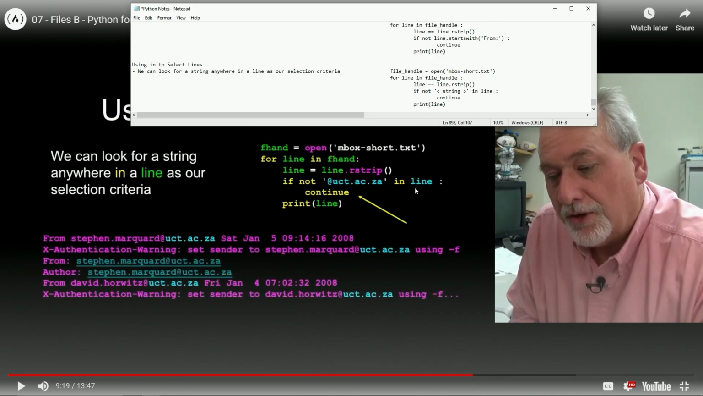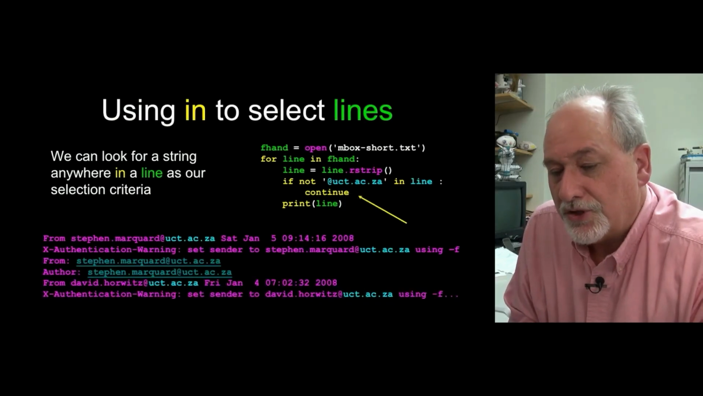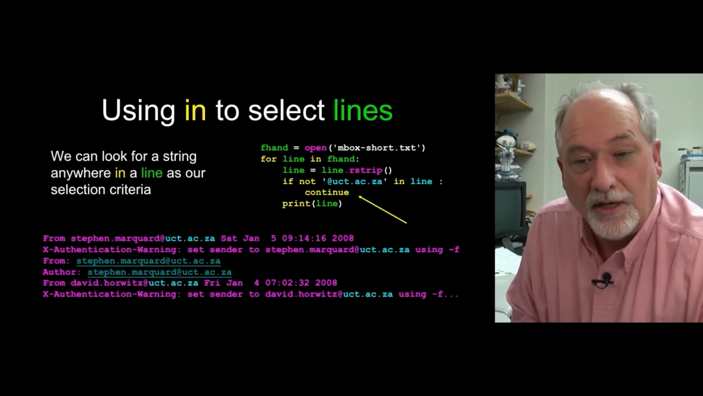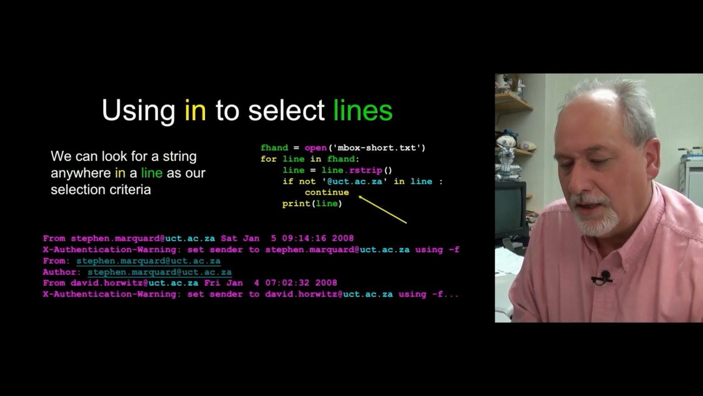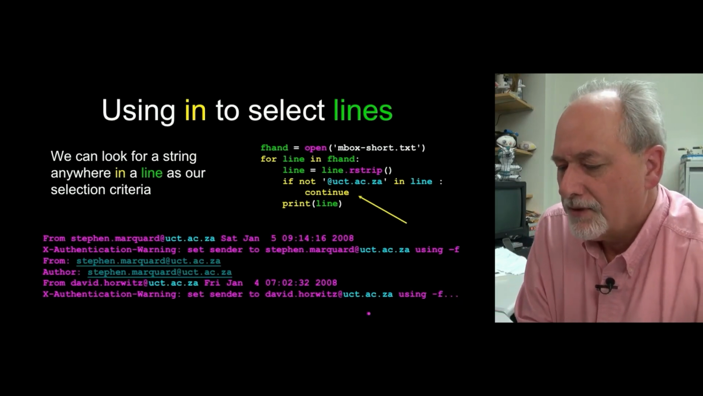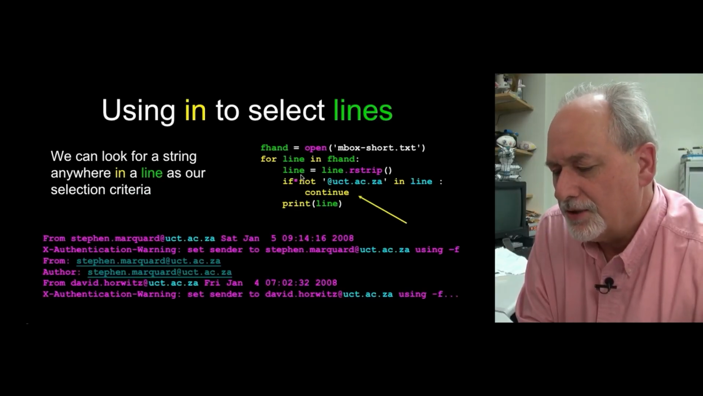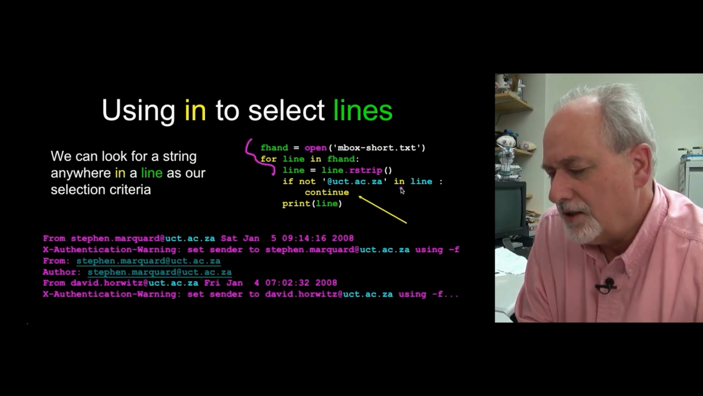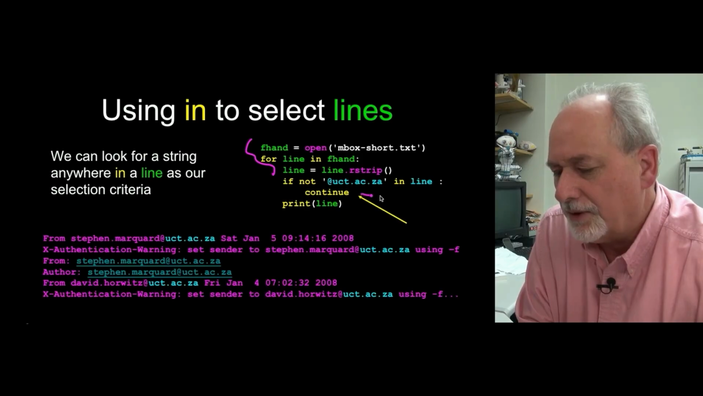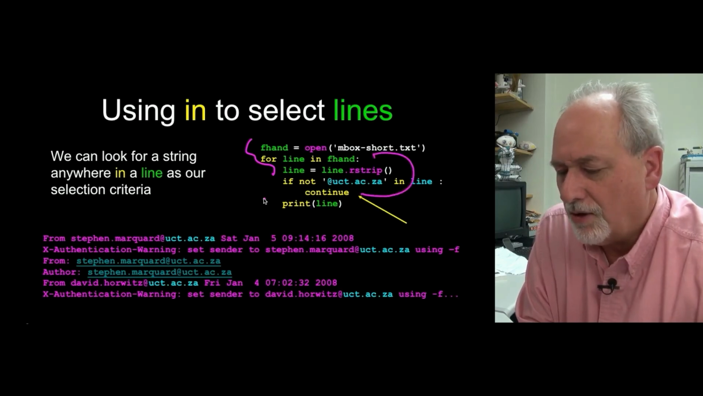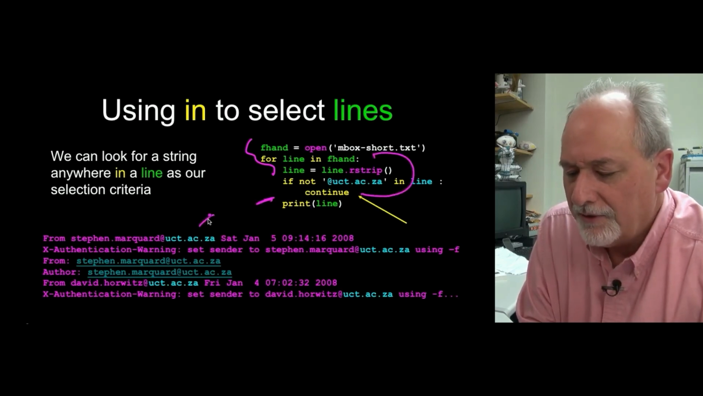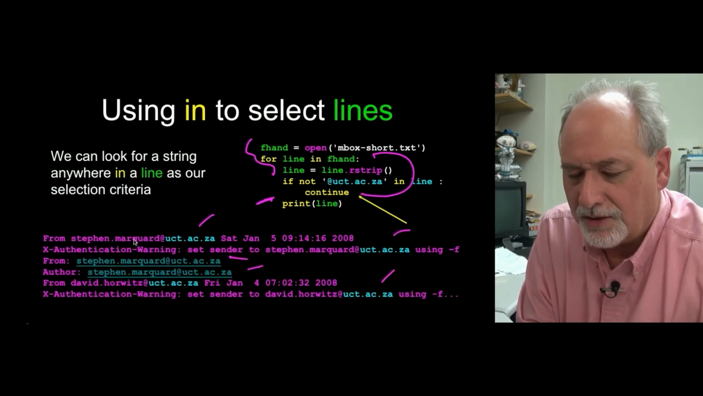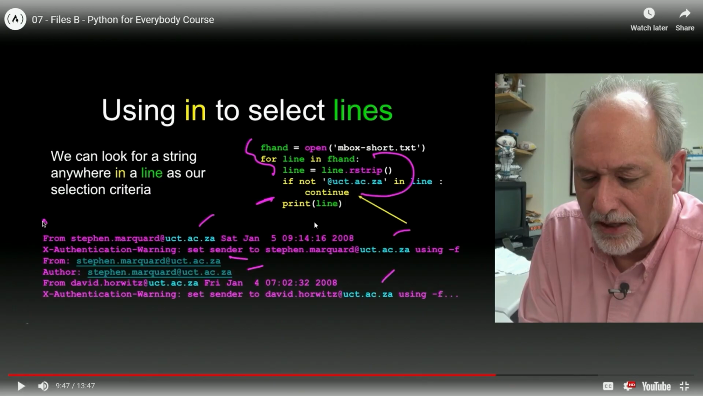Another way to select the lines that we're interested in is to use the in operator. So we talked before about the in operator and how that works. So we're basically going to use the continue skipping method. So we're going to read all the lines, these first few lines. If uct.ac.za is not in the line, skip it. And so this is going to print out all the lines that have the string uct.ac.za in them. And so you see this is the output of the program.